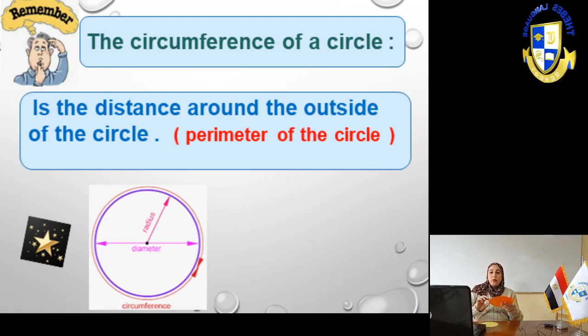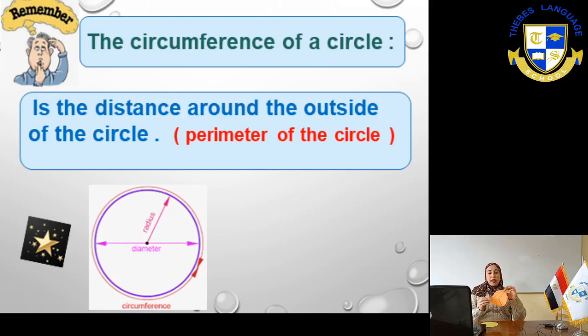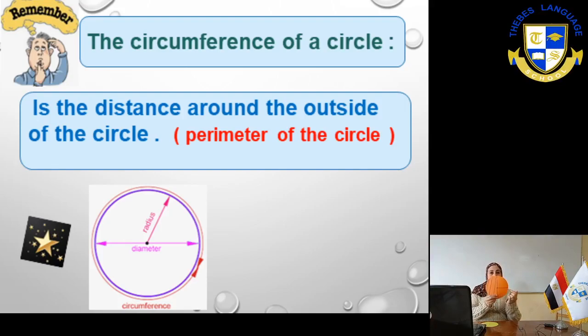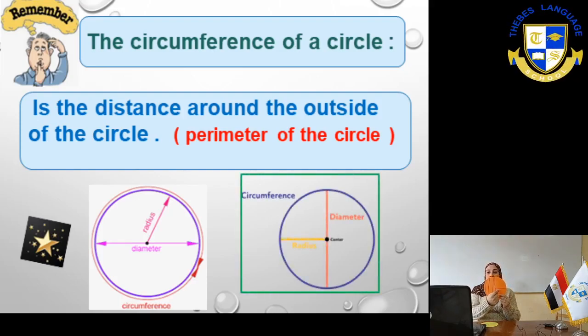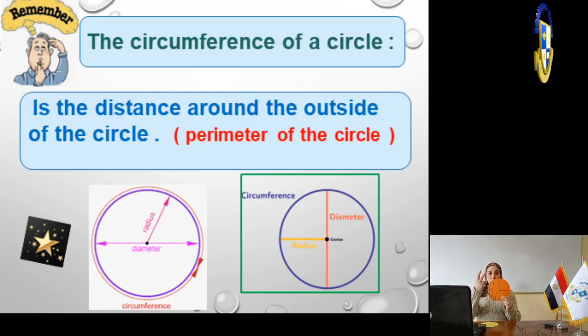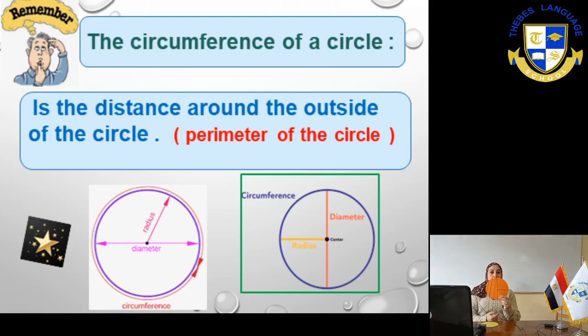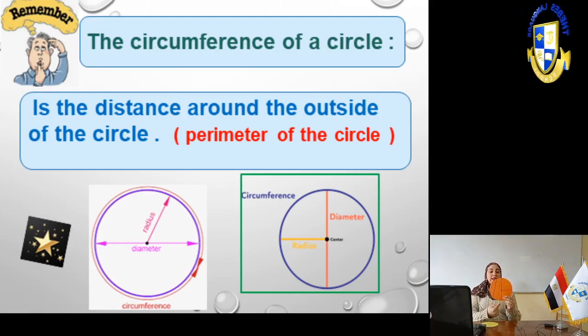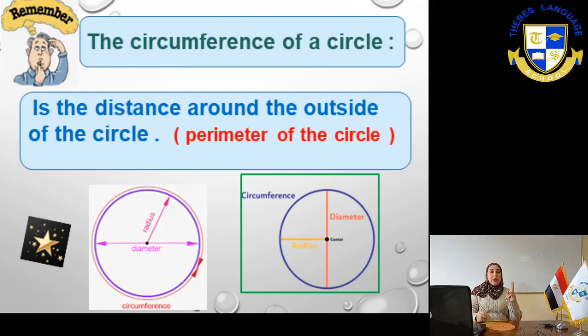Okay, so here I have the radius, which is in the red color, and the diameter, which is here. The others are chords, we don't use them. So here we will say the circumference equals 2 pi multiplied by the radius. Or if I have the length of the diameter, it will be pi multiplied by the diameter. So I have two rules to calculate the circumference. One of them is 2 pi r and the other is pi d.